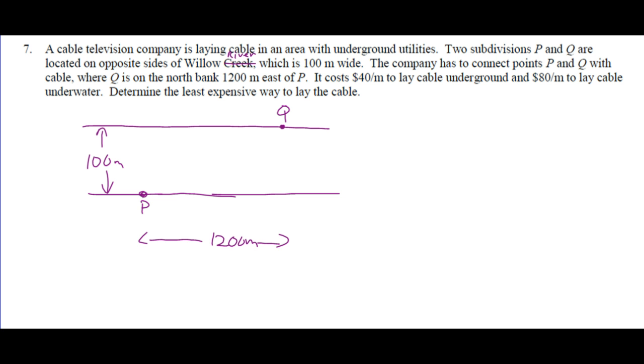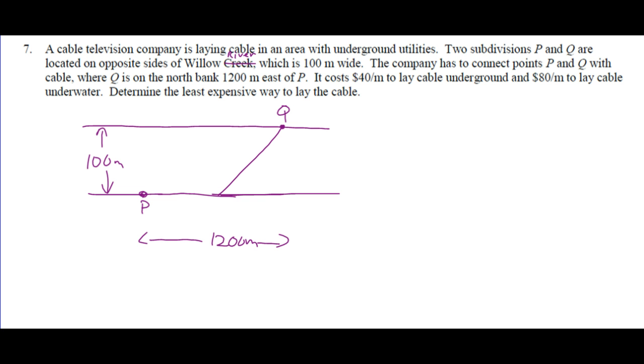So you think about it, they could lay the cable here and then just go underwater, right? So that's your maximum, or probably your maximum, would be 1,200 times 40 plus 100 times 80, right? Or you could do that the same. So there's some part where if we go some distance underground and then cut across, we're going to have a minimum cost. Okay, so let's say you work your way to here.